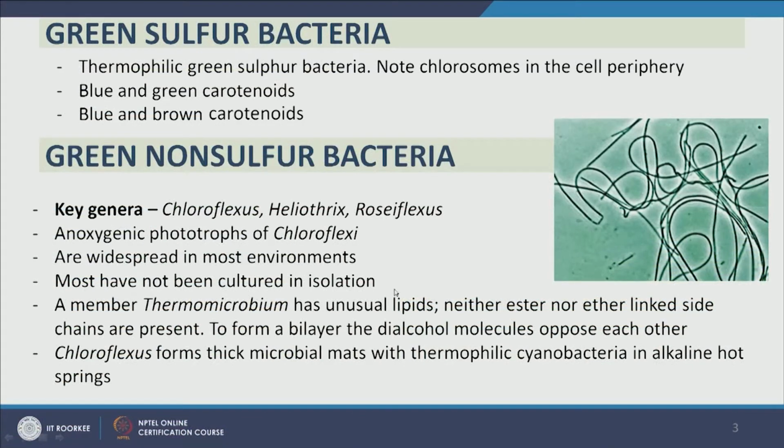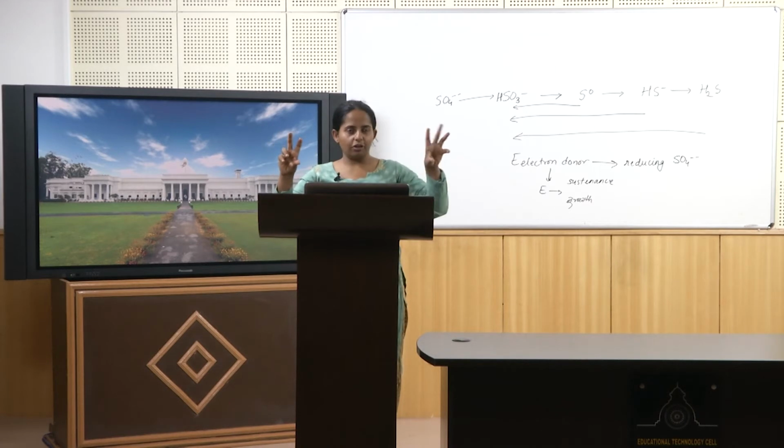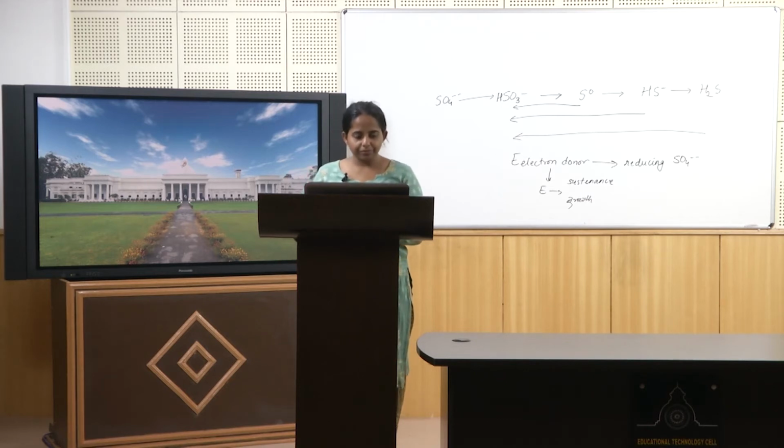It has very unusual lipids. It has neither ester nor ether linked chains like bacteria or archaea, and when it has to make a bilayer, it has two di-alcohol molecules that oppose each other. So there is an alcohol molecule here, there is an alcohol molecule here, and they have hydrophobic chains and they just oppose each other. That's how it makes a bilayer.